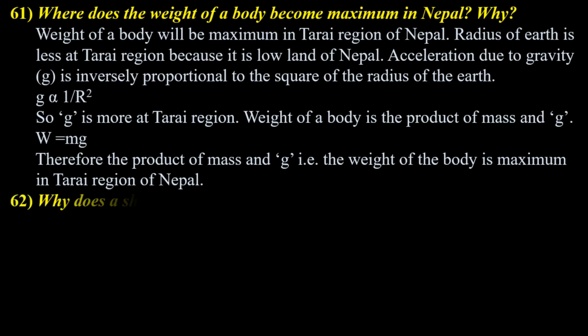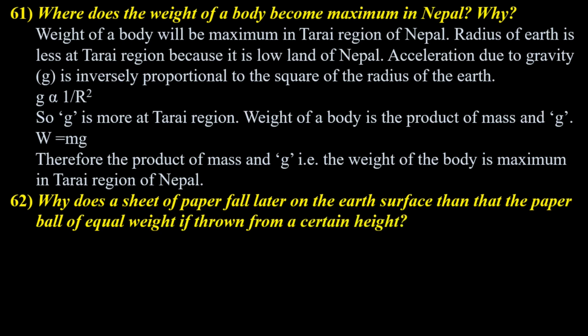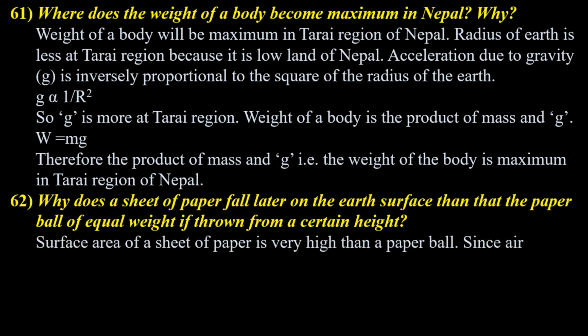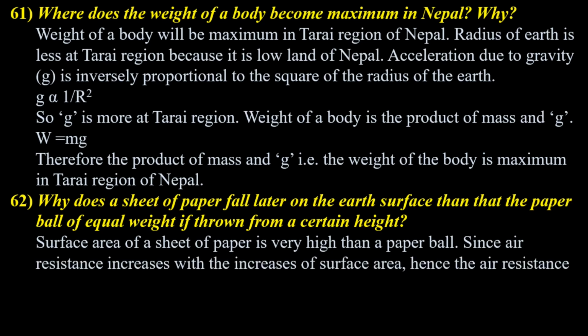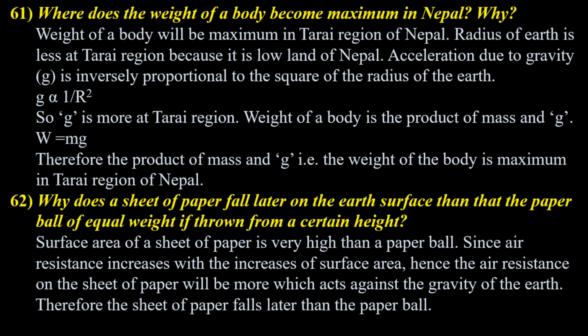Okay, next. Why does a sheet of paper fall later on the earth's surface than a paper ball of equal weight if thrown from a certain height? It's interesting. The surface area of a sheet of paper is very high compared to a paper ball. Since air resistance increases with the increase of surface area, the air resistance on the sheet of paper will be more, which acts against the gravity of the earth. Therefore, the sheet of paper falls later than the paper ball. Let's go to another question.